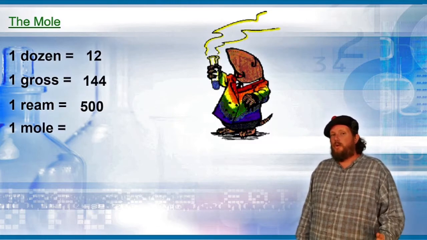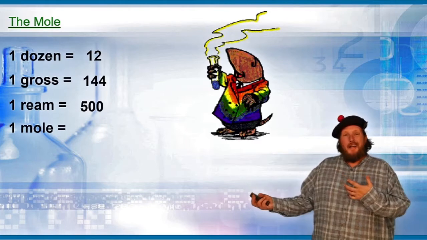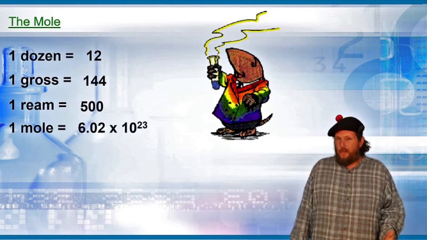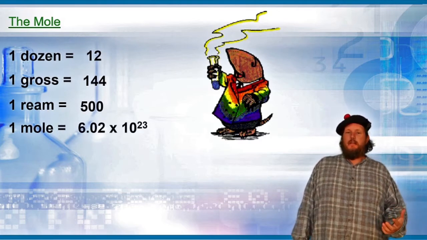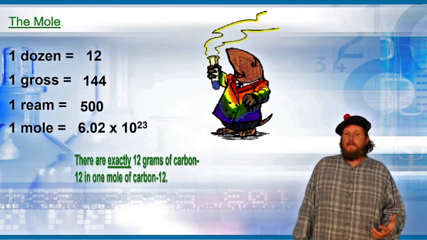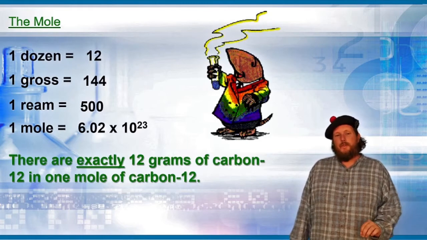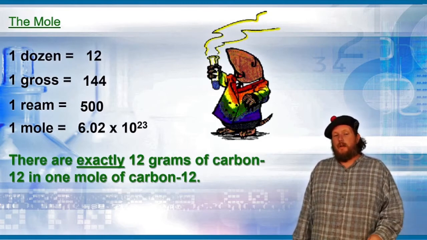How many are in a mole? So a mole is just another term to express a number. So a mole is 6.022 times 10 to the 23rd power. It is humongous. So there are exactly 12 grams of carbon 12 in 1 mole of carbon 12.